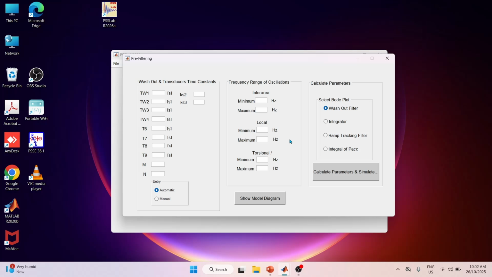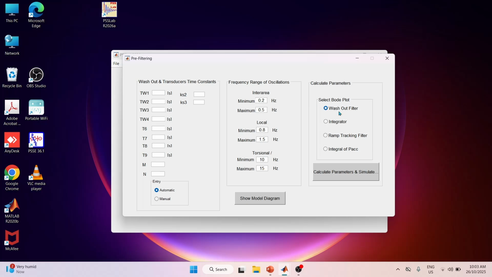Now in the form for the pre-filtering we can enter the frequency ranges of oscillation which may be expected during the operations. So for the inter-area oscillations I will enter from 0.2 to 0.5. These values are mostly given by the grid authorities. For the local oscillations I will enter from 0.8 to 1.5, and for the torsional oscillations I will enter from 10 to 15 Hz. The values for the local and the torsional oscillations are usually given by the OEM.